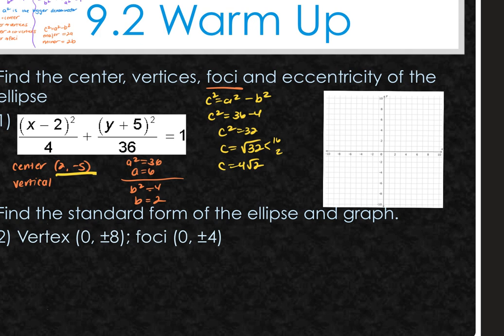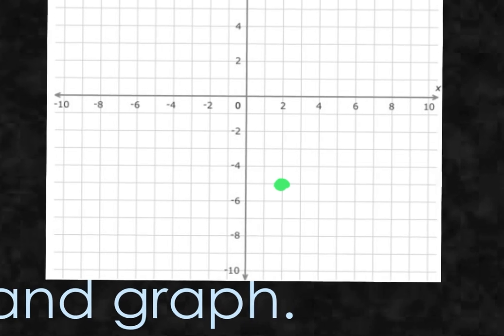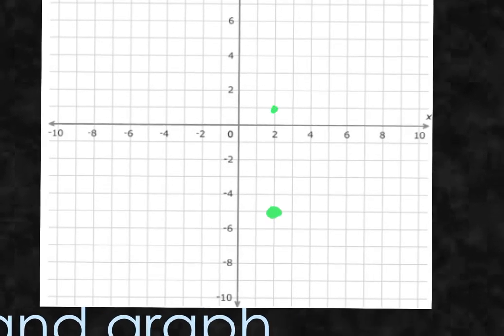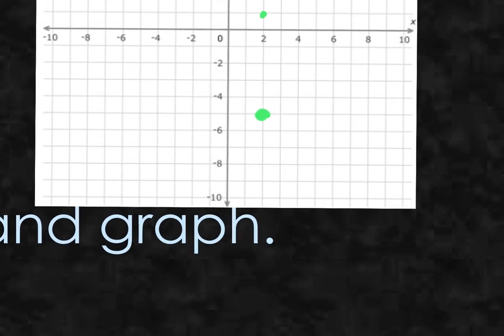So I would start with my center at 2, -5. It's vertical, so I'm going up and down 6. So I'd go up 6, and that would be one of my vertices, 2, 1. I'd go down 6, so I'd be at -11. 2, -11, that's my other vertex.